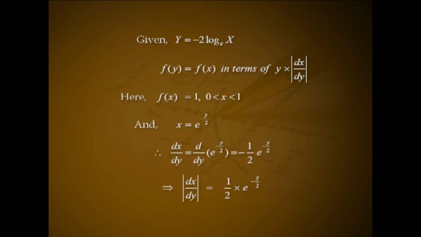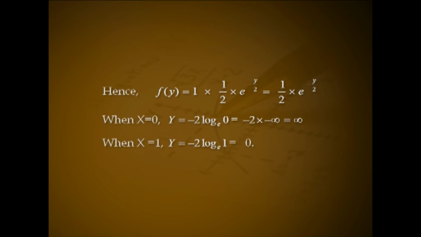Therefore, dx by dy equal to d by dy of e raised to minus y by 2, that is minus 1 by 2 into e raised to minus y by 2. This implies modulus of dx by dy equal to 1 by 2 into e raised to minus y by 2. Hence, f of y equal to 1 into 1 by 2 into e raised to minus y by 2, that is 1 by 2 e raised to minus y by 2.